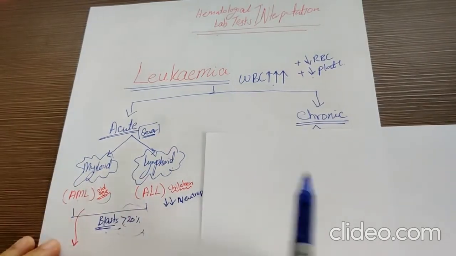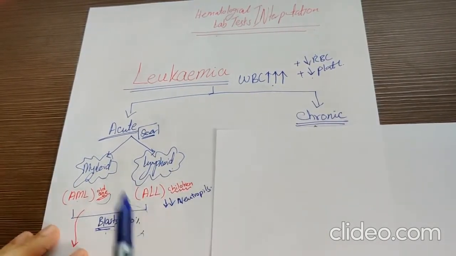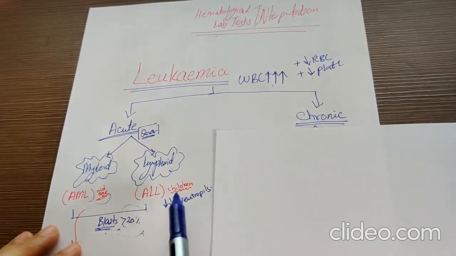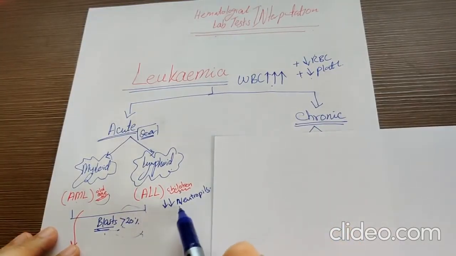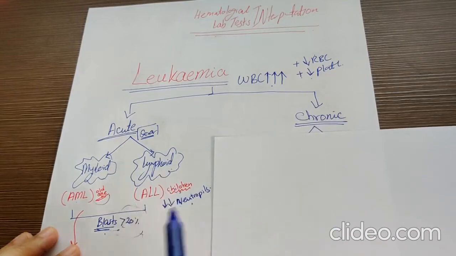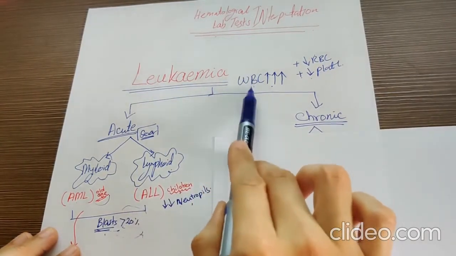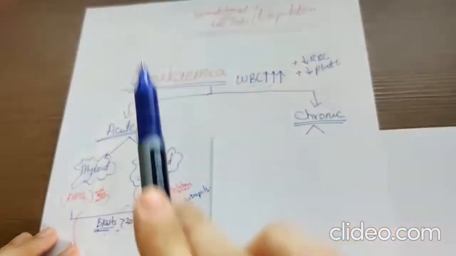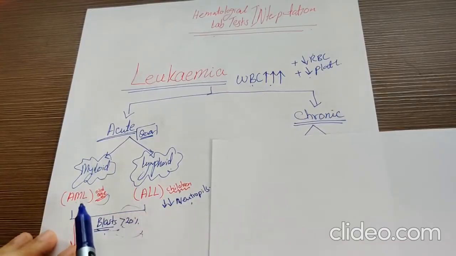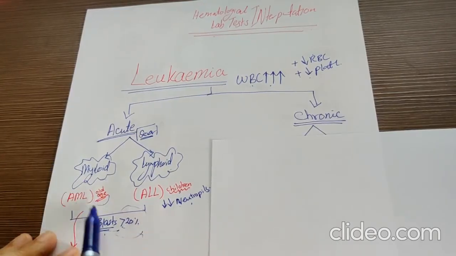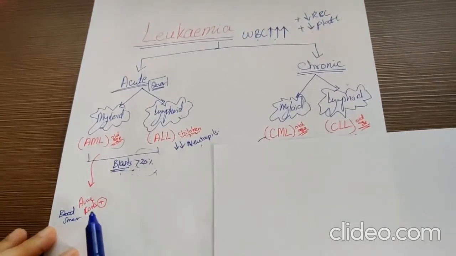Okay, how do I differentiate between them in other tests? ALL happens in children. In the lab test you will find a low number of neutrophils. Again, put in your mind that the WBC is high, but the number of neutrophils is very low. In AML, take a sample and put it under the microscope for the peripheral blood smear, and what you will find are Auer rods.